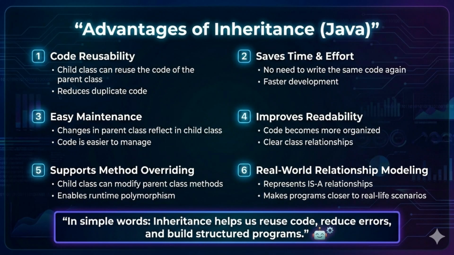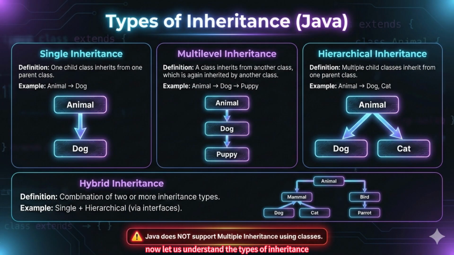Real-world modeling. Inheritance helps us model real-world relationships like animal-dog, vehicle-car. So programs become more logical and meaningful. In simple words, inheritance helps us reuse code, reduce errors, and build structured programs. Now let us understand the types of inheritance.